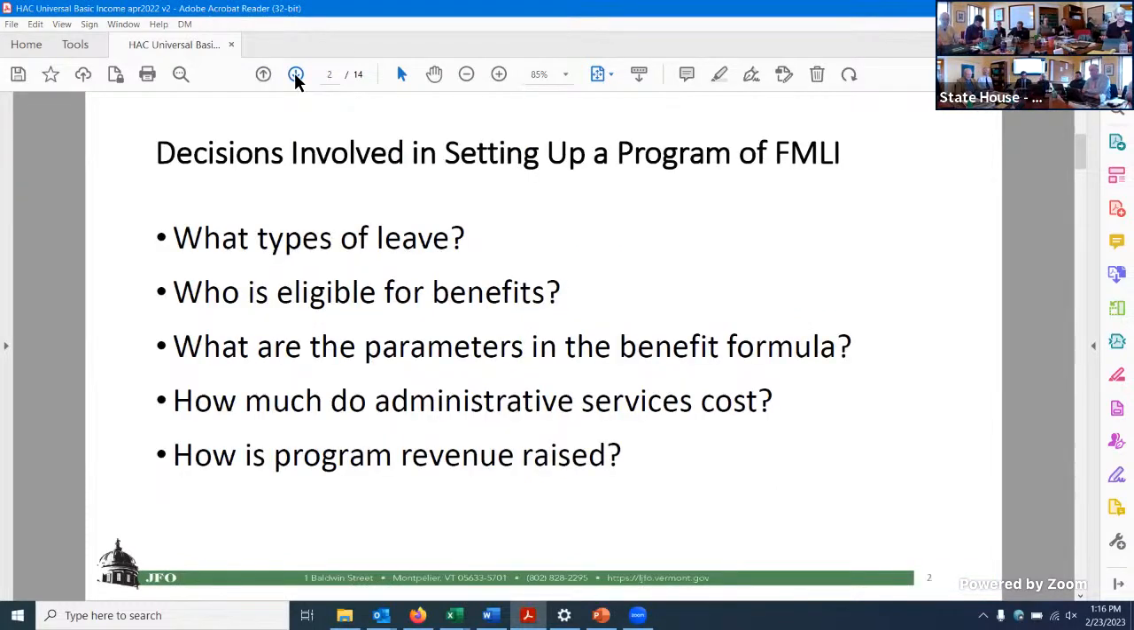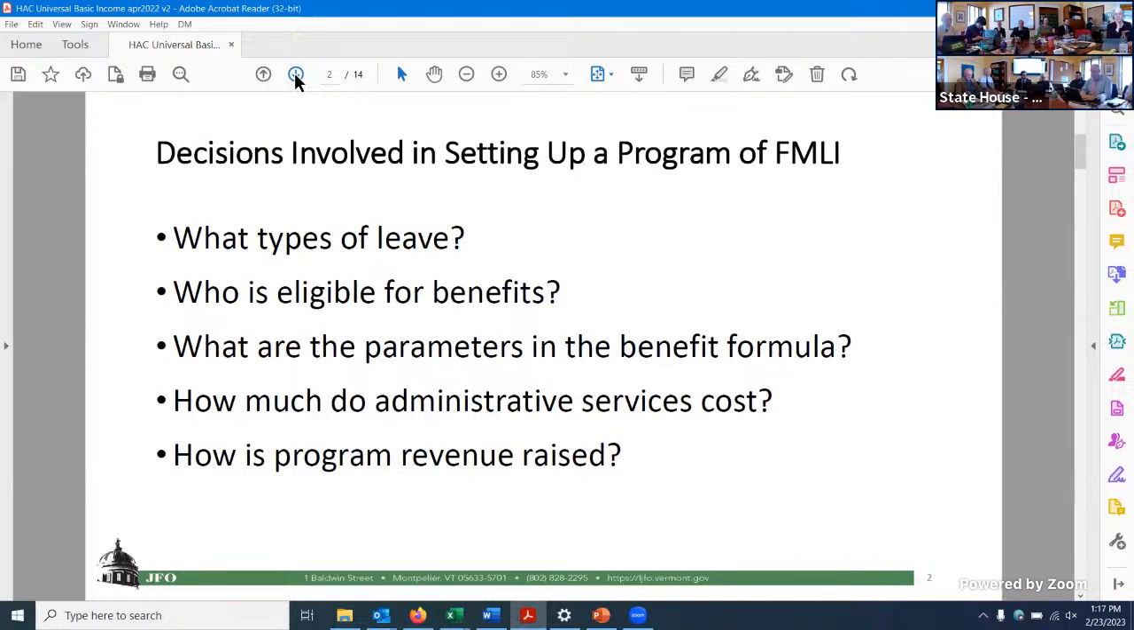Okay. So first, we'll talk about some of the decisions that are involved in setting up a program of family and medical leave insurance. First, you need to ask what types of leave are you going to cover, and we'll see what types of leave are covered in H66 in just a minute. You need to ask who's eligible for benefits, how is that eligibility determined? What are the parameters in the benefit formula? So parameters is a big word for assumptions. So what are we assuming about the wage replacement rate? What are we assuming about how high the weekly benefit can go? All that sort of thing.